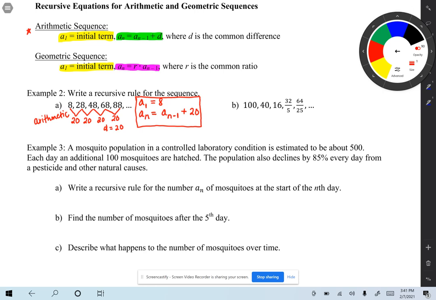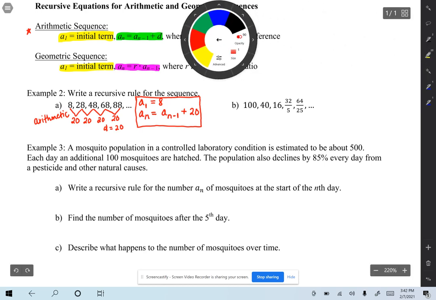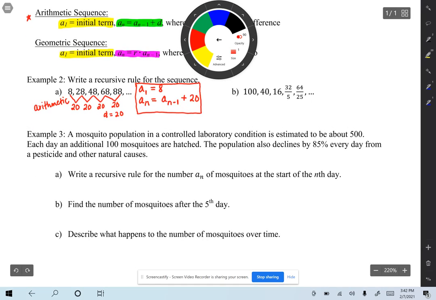Okay, the next one definitely doesn't look like it's arithmetic. First of all, there's fractions involved. So I would suggest that we figure out what the common ratio is if it's geometric. If it's neither, we still would have to write a recursive rule, but I would never do that to you. So I'm going to do the work over here. So I'm going to take 64 over 25 divided by 32 over 5. Okay, so that is 64 25ths times 5 over 32.